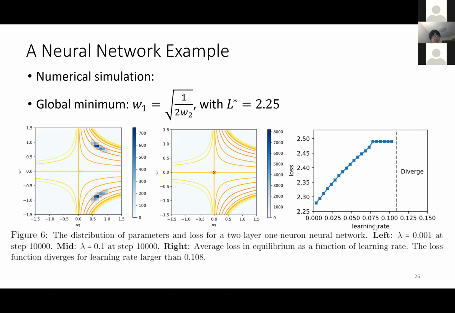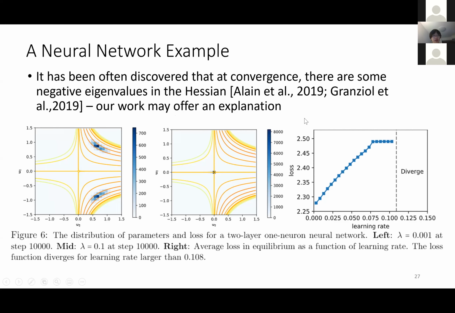So this is the neural network example we study. Also, it has often been discovered that at convergence, there are some negative eigenvalues in the Hessian. Okay, and our work may actually offer an explanation here.